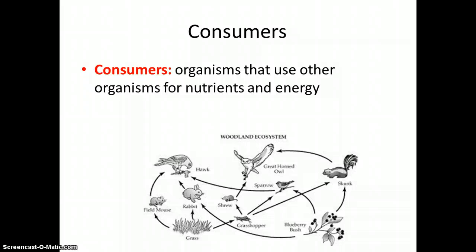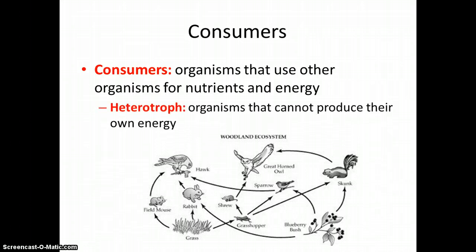Consumers rely on other organisms for food. They're called consumers because they must consume or eat their food. Consumers and heterotrophs are also synonyms because they mean organisms that must rely on other organisms for energy and nutrients. Consumers are broken up into categories based on what they consume.